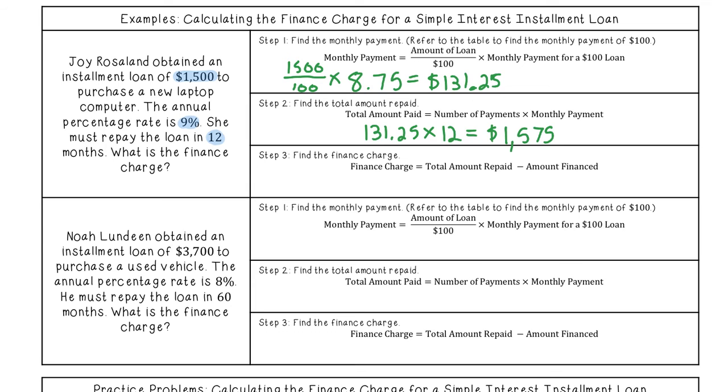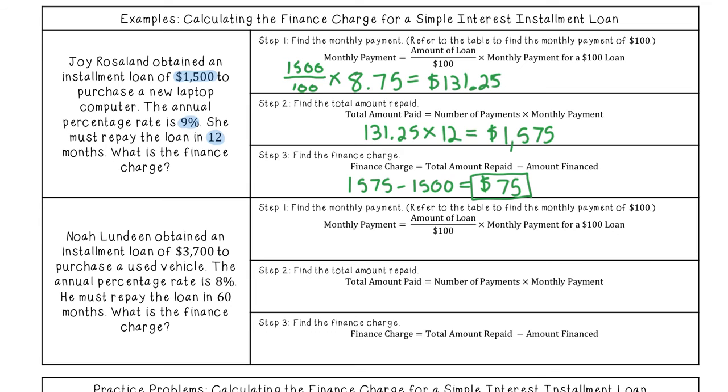This last part is kind of common sense, but you have an amount you borrowed, you have an amount you paid. To figure out the interest you built up, you would take your $1,575, what you repaid, minus what you borrowed. This is pretty simple math, but it's $75. So that's how much you got charged in interest on that loan.